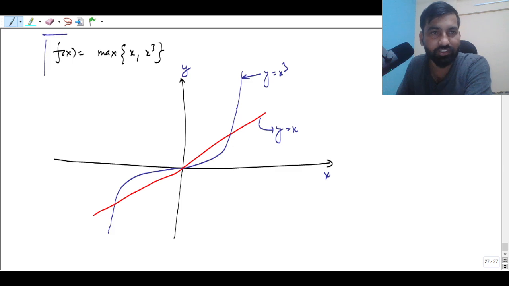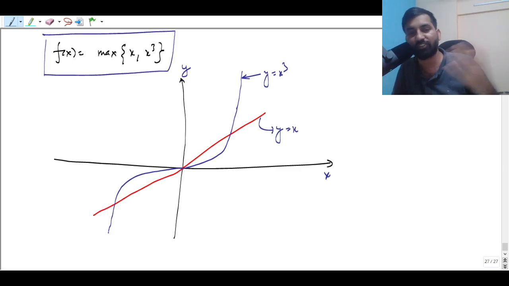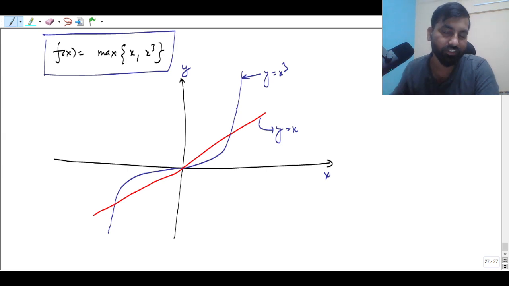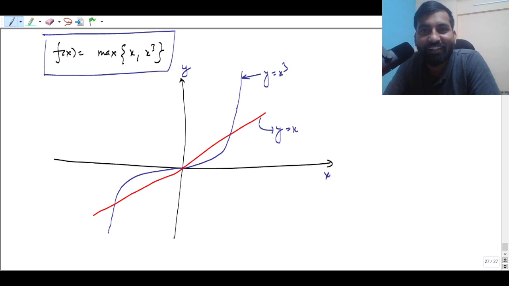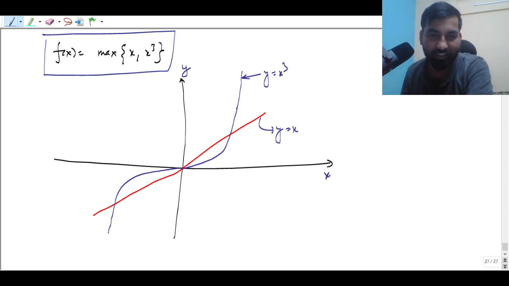Now what kind of function have they given? The function is given as the maximum of x comma x cube, right? When we compare two functions, if one function is greater than the other, then the height of that function is going to be more. You can see here this function is higher, so the greater function is here. You can say this point is 1, and this point where these two graphs meet is -1.